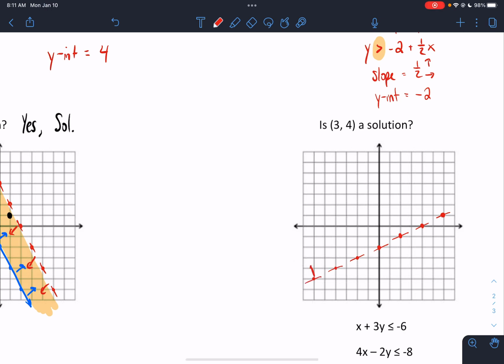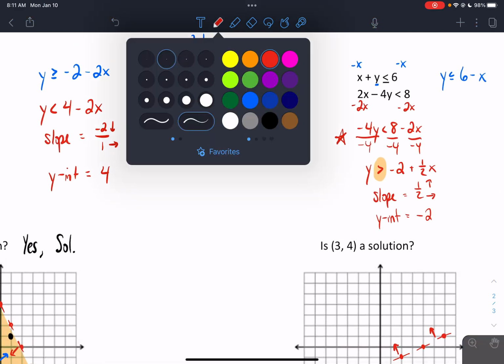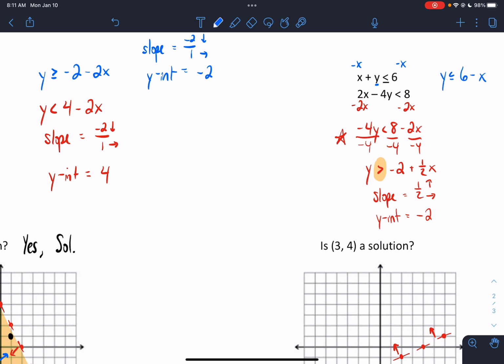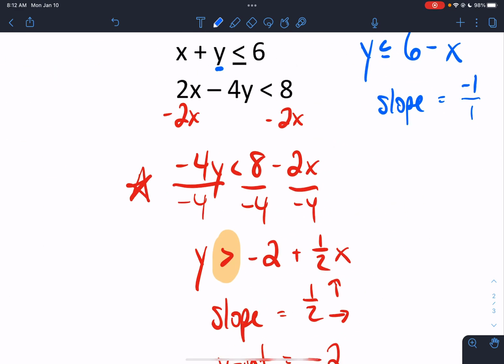So I give myself a dashed line, and everything above is shaded. On the other side, I've got y is less than or equal to 6 minus x. So my slope for that one is -1, so -1 over 1, which is down 1, right 1, and a y-intercept of 6.